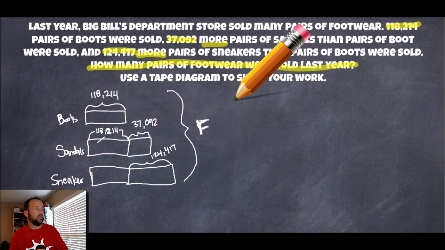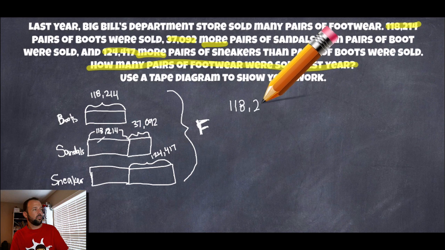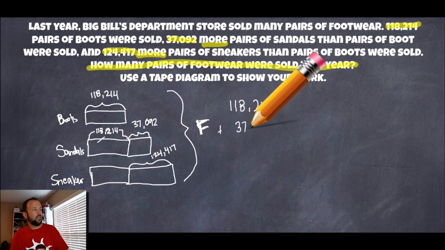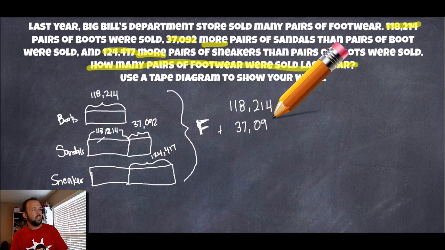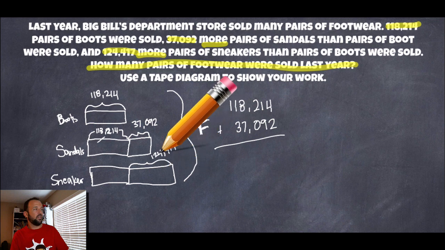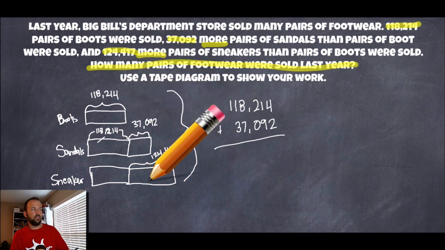I could find the number of sandals, so I could do 118,214 plus 37,092. I could set that up that way, find the answer, do the same thing for the sneakers, find the answer, and then add up those three totals. That would totally be fine.